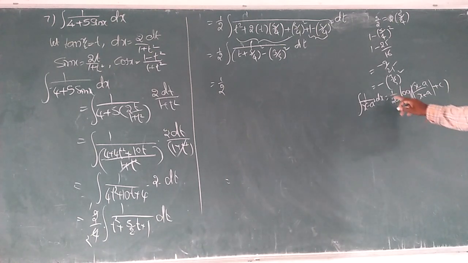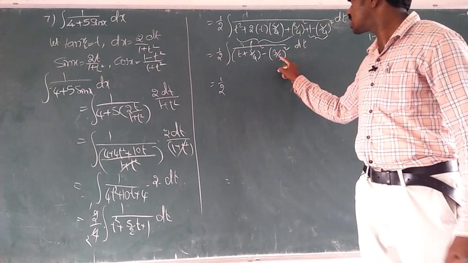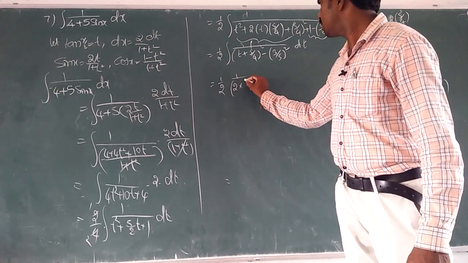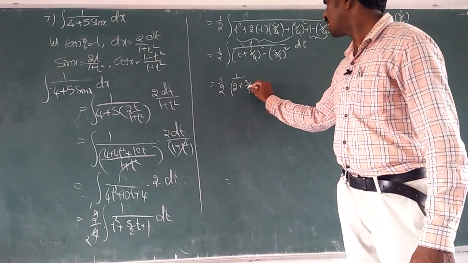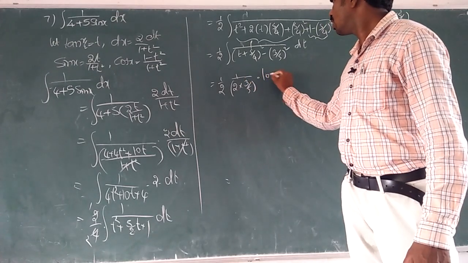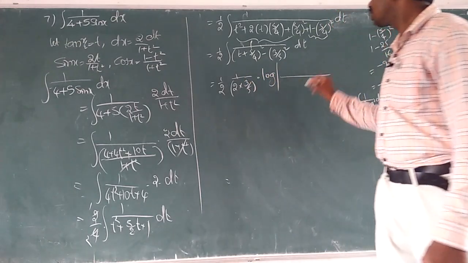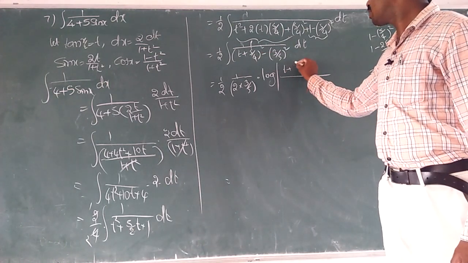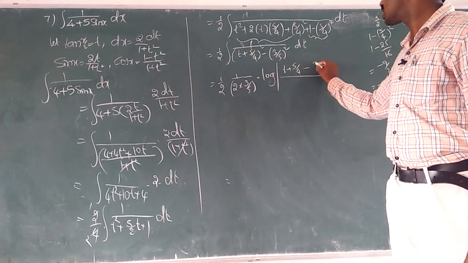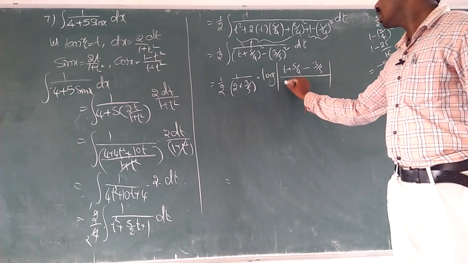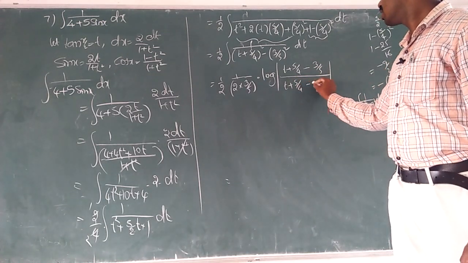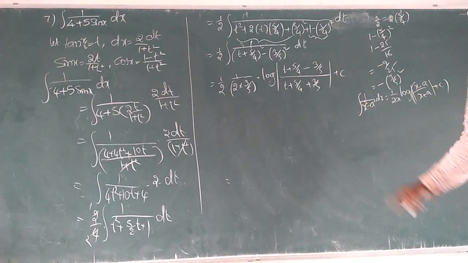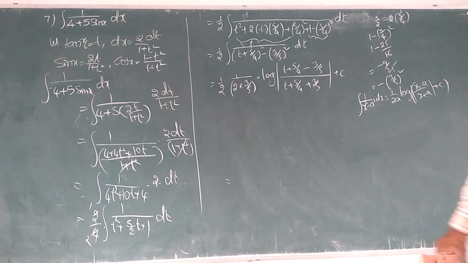So using that formula, 1 by 2a, here a means 3 by 5. So 1 by a means 3 by 5 into log of x minus a by x plus a plus c. Here x means 3 plus 5 by 4, and a means 3 by 5. Simplify this, we get the answer. Do it.